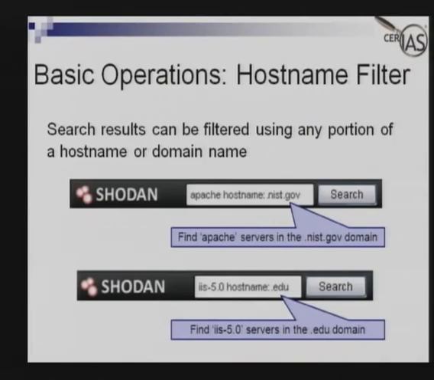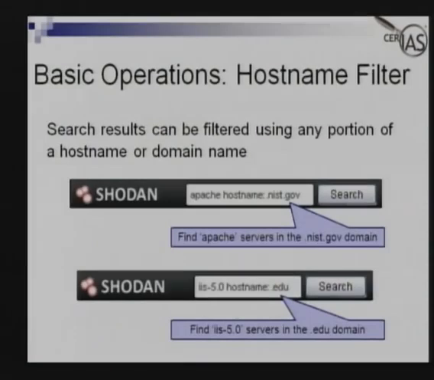Here are a couple of other searches to show you what the hostname filter is. The hostname filter searches results using a portion of the host or domain name. For example, Apache hostname colon .nist.gov is only going to find results in the .nist.gov domain. The second example here is IIS 5.0 hostname:.edu. What this will find for us is IIS 5.0 servers, which is Microsoft Windows 2000, that are running in the .edu domain, so any universities or schools or anyone that has .edu. And we could change that to be more specific, to Purdue.edu or whatever we were looking for.